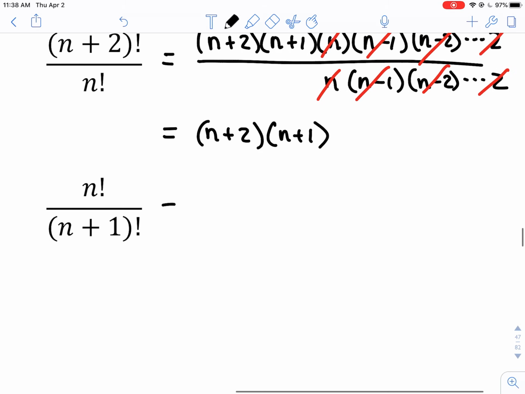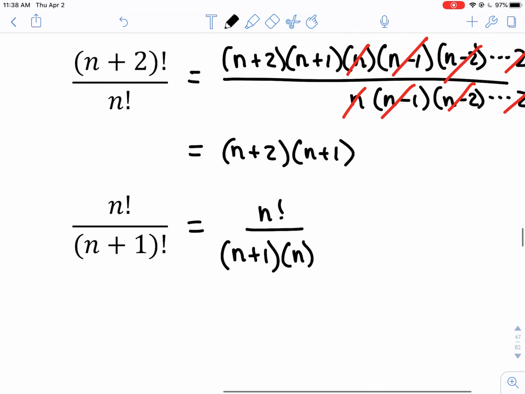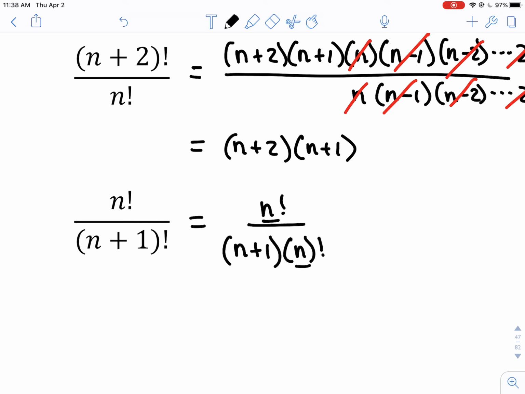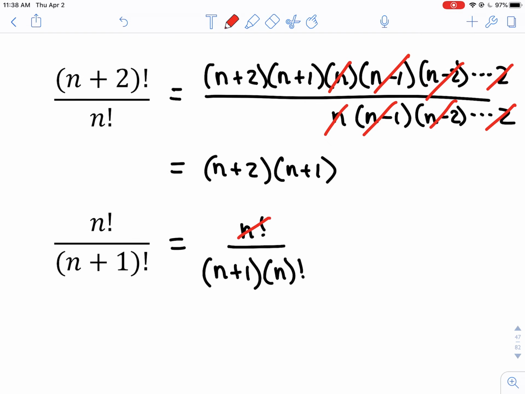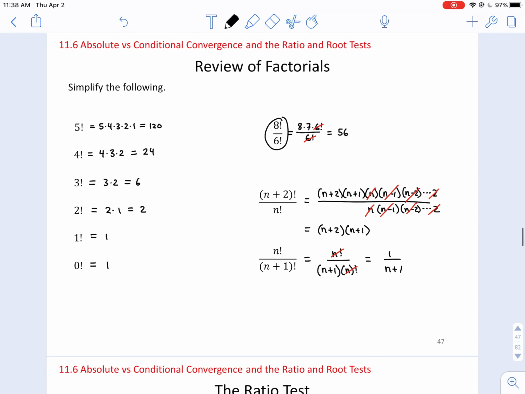Or if you go the other way around, if the larger factorial is in the bottom, this time I'm not going to write out everything. The smaller factorial I'm going to leave, but the larger factorial, I'm going to start doing the factorial pattern. The next one would be n. Once it matches the one that's up here, I'm going to stop and just summarize the rest with the factorial. N factorials will cancel. So in this case here, we're left with a 1 up top and an n plus 1 in the bottom. These kinds of simplifications will be helpful as we move forward.